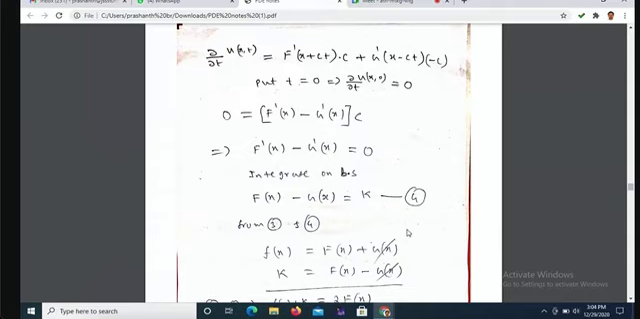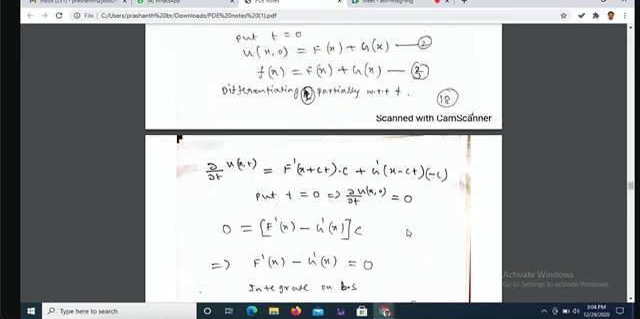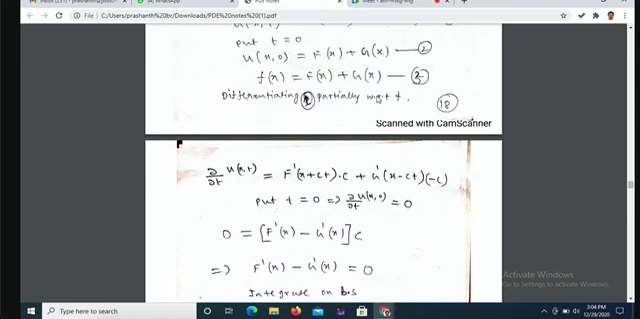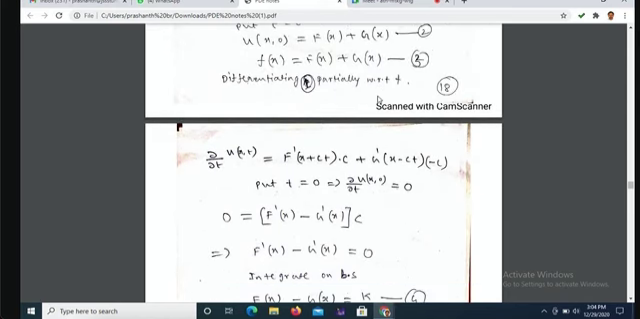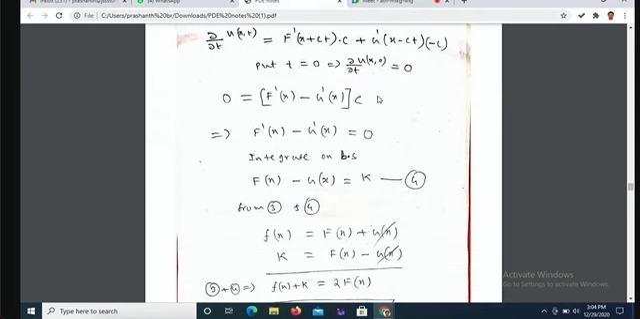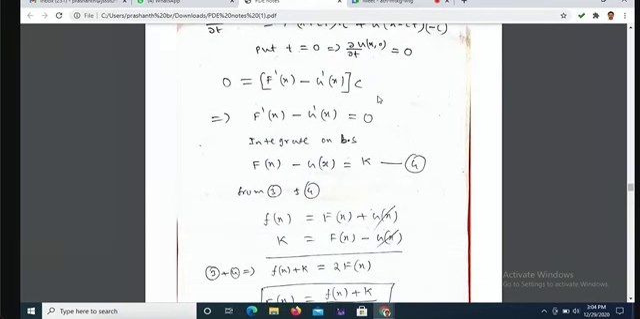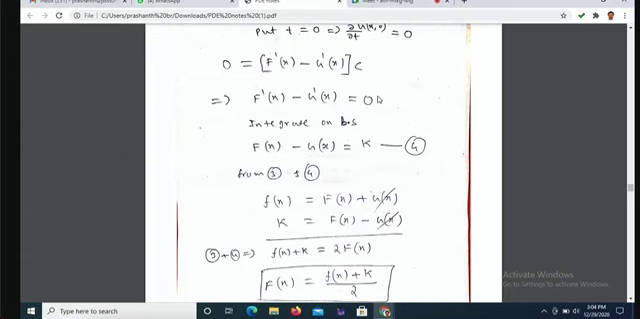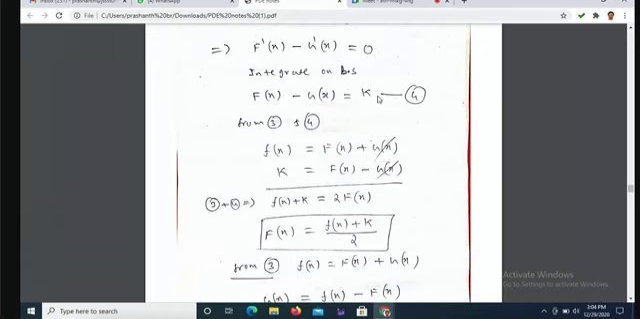F of x minus g of x equal to integration of 0, some constant, call it k. You can call it equation 4. Now, equation 3 we have, right? What is that? Equation 3: f of x is equal to F of x plus G of x. So solve these two, equation 3 and equation 4. Add these two so that 2F of x is equal to f of x plus k. So capital F of x is equal to small f of x plus k divided by 2.